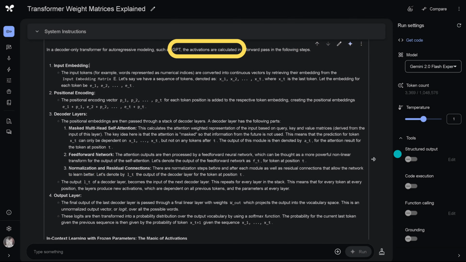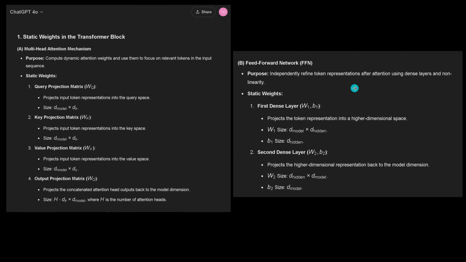So there's also how to calculate, in a decoder-only transformer for autoregressive modeling, our GPT systems for example, those activations in detail. And again, I tested Gemini 2.0 Flash here, and I think it did a real nice job: the input embedding, the positional encoding, the different decoder layers, the masked multi-head self-attention calculation, the feed-forward network, the normalization and the residual connection, the skip connection, the output layer. So the softmax function, of course. And if we understand all of this, now we're ready to jump into this.